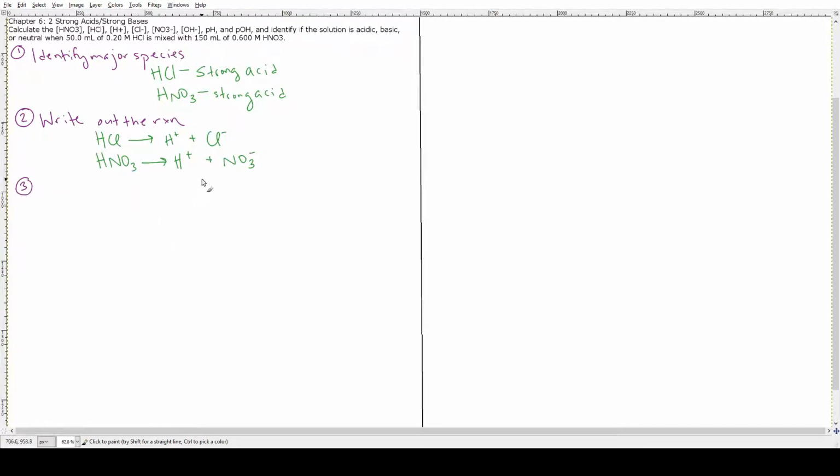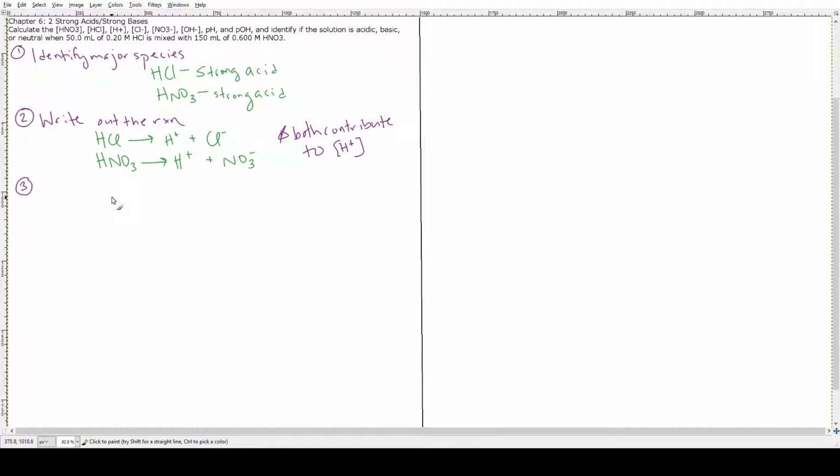So make sure that you know to use a one-sided arrow, and take note that these both have hydrogen ions, and so they are both going to contribute to our concentration of hydrogen ions that we find at the end of the problem.